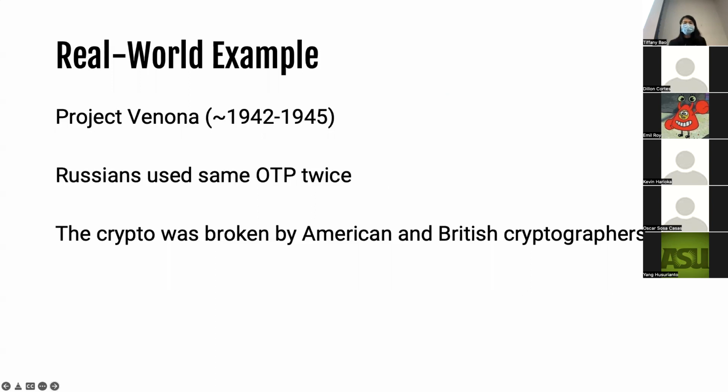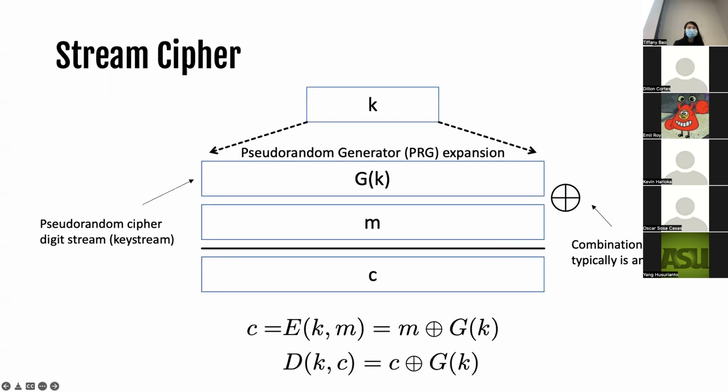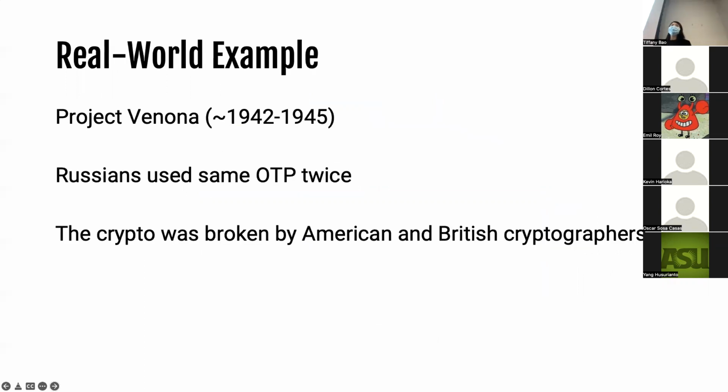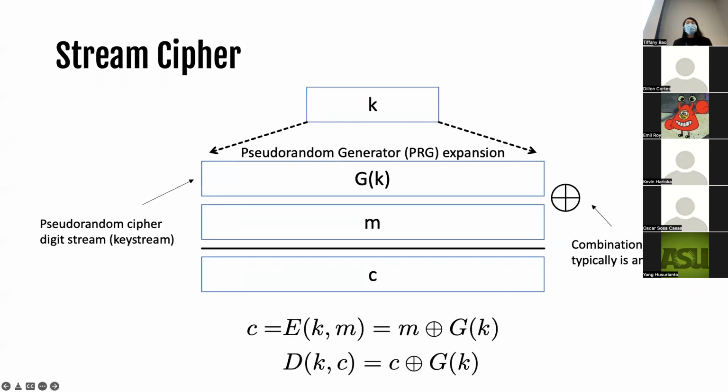Okay, let's continue, guys. All right, so we just talked about one-time pad, right? And that is one example of stream ciphering. To be more general, one-time pad is just one example. There are other examples, but we're not going to talk about that in our lecture. But to be more general, all those stream ciphers use this structure.